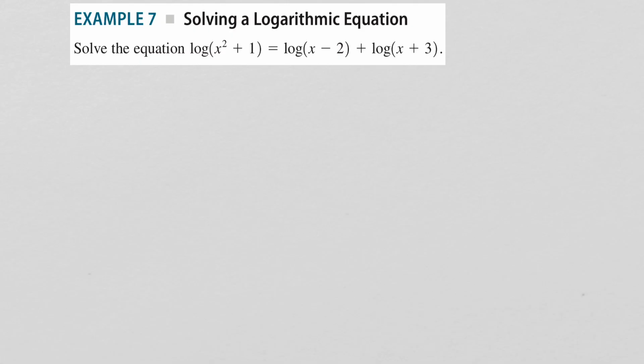Now let's switch over to solving logarithmic equations. So in this particular example, notice that we have a bunch of logs in this equation.